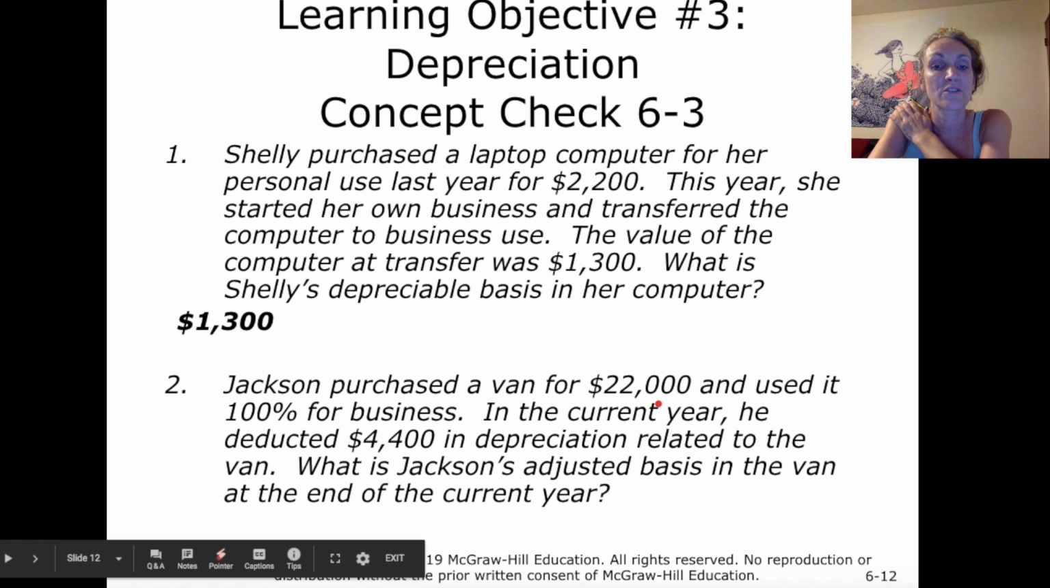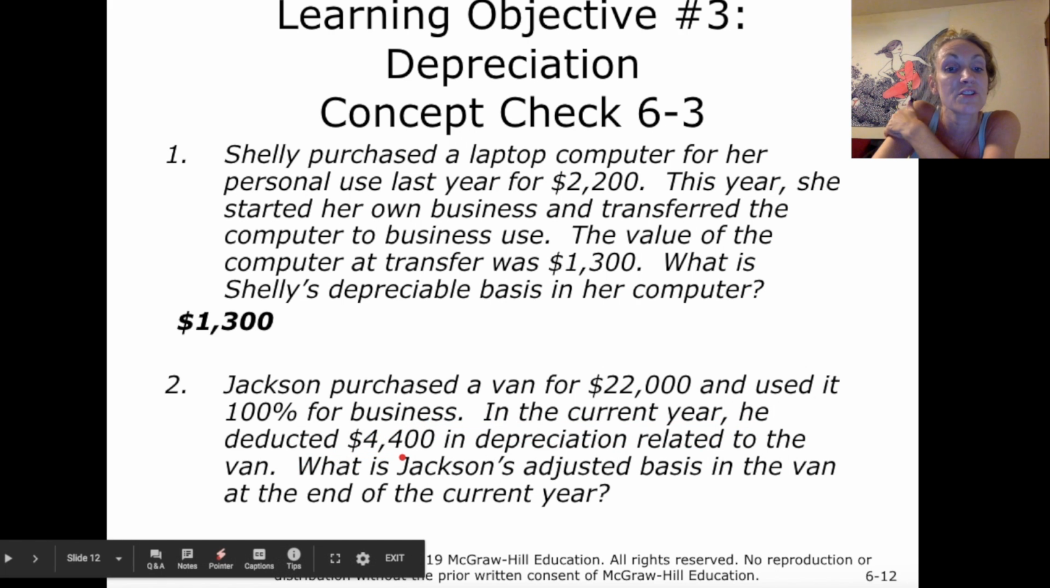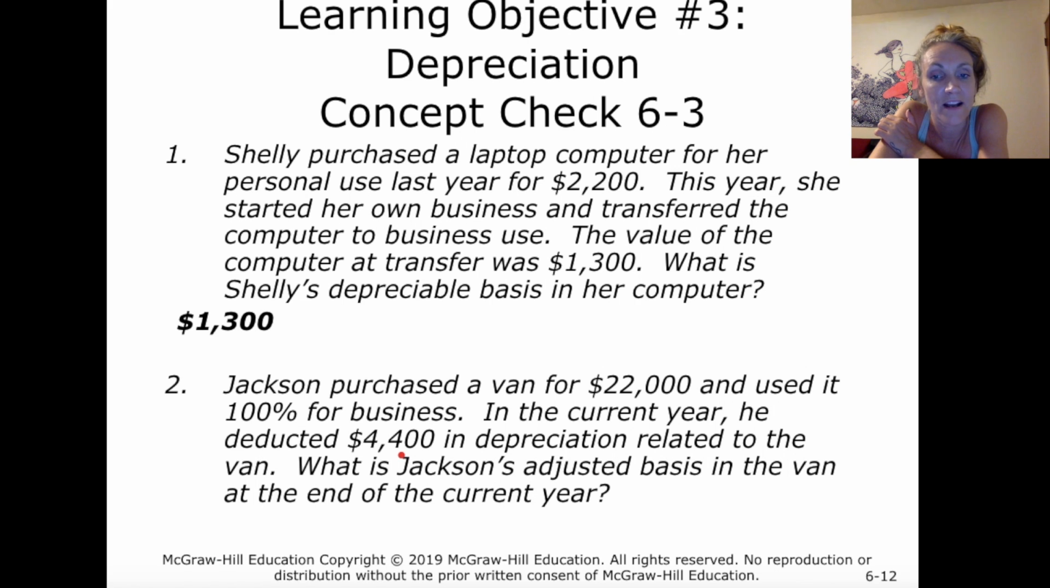So he purchased for $22,000. He used it completely for business from the moment he purchased. In the current year, he deducted $4,400 in depreciation. So what is his adjusted basis? We didn't cover this. Cost basis minus depreciation taken equals adjusted basis. So $22,000, this question had nothing to do with what we just covered for calculating. $22,000 minus $4,400 is going to equal $17,600. There we go.